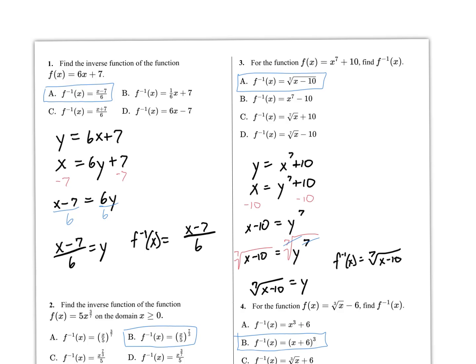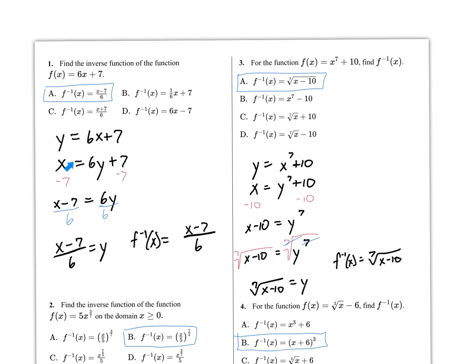Okay, in this video, I'm briefly going to review how to find the inverse of a function. All right, so this first one, f of x equals 6x plus 7. First thing we do is write it as an equation, y equals 6x plus 7. Then, when we're looking for the inverse, we switch the x and y. So now x equals 6y plus 7.